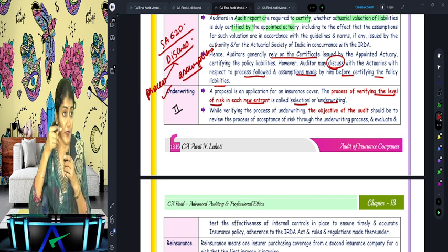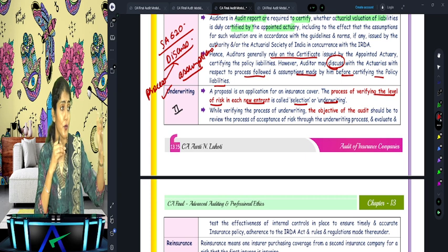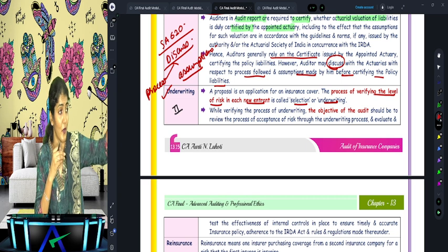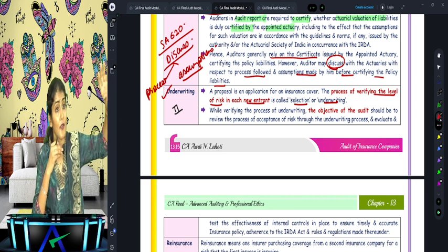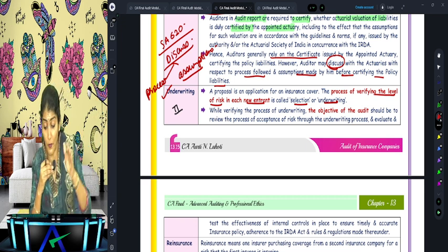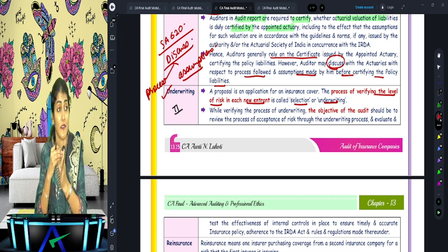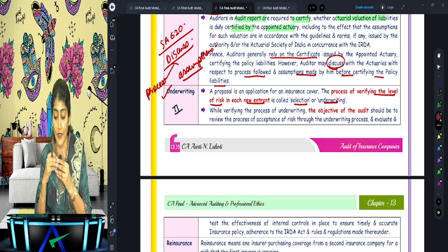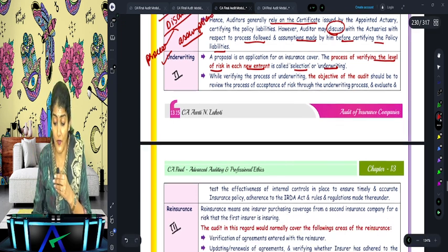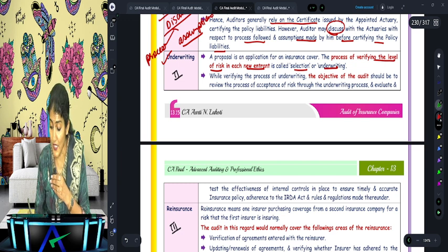So how much is the risk? If a particular person has sugar or so, accordingly the premium amount will be higher. If having any heart disease or higher cholesterol, then accordingly the premium amount will be higher. Are you understanding that, right? So the process of verifying the level of risk in each new entrant is called selection or underwriting. While verifying the process of underwriting, now what is the objective of audit?